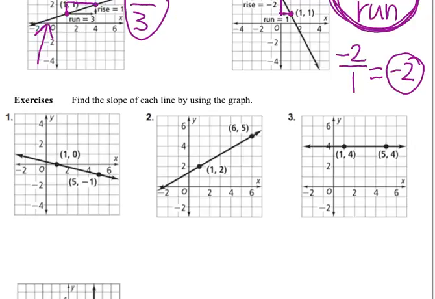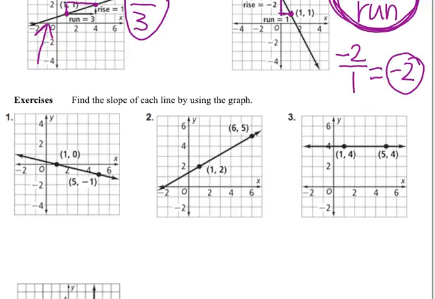Okay, so we're going to do the honor system here. Pause the video and try these 3 examples on your own. Okay, so all you're going to do is count the slope from the dots they give you. Okay, ready, set, go. Did you pause it? Or are you just waiting for me to do the problem? I hope you paused it.